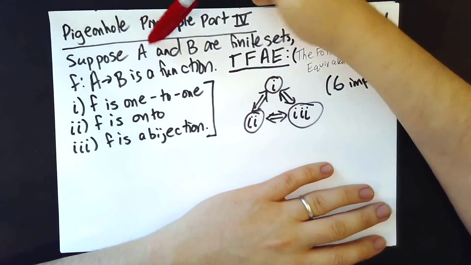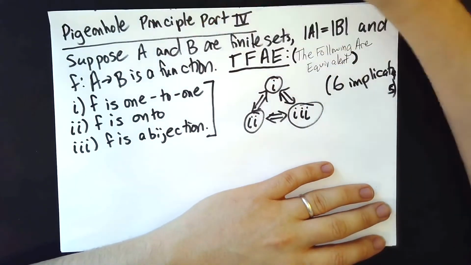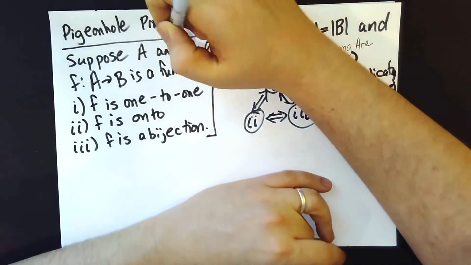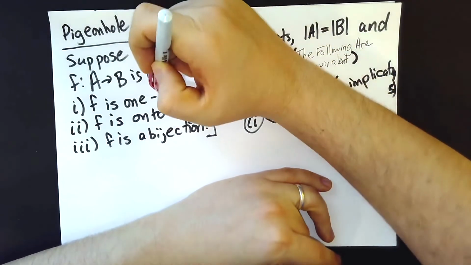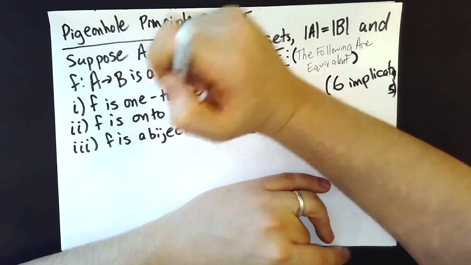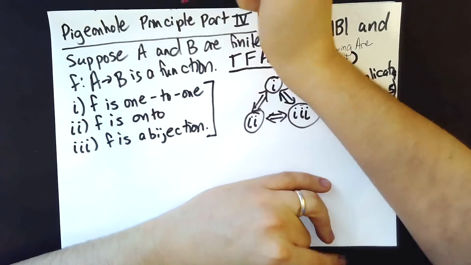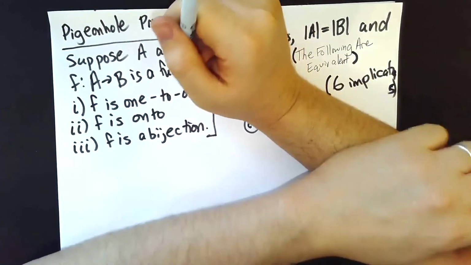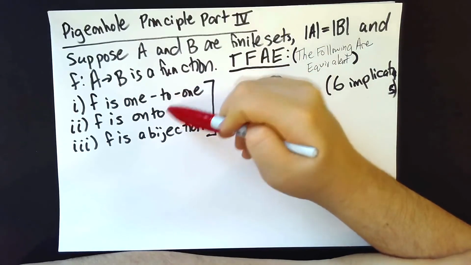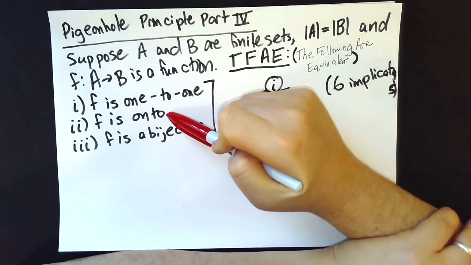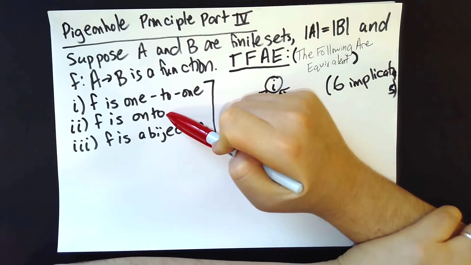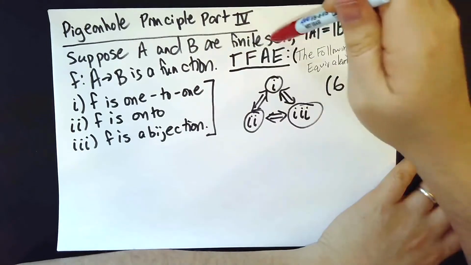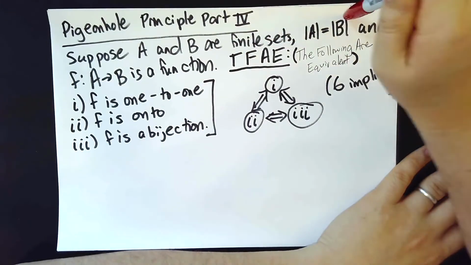If I have 2 finite sets that are the same size, note that hypothesis is really important, then as soon as I know that the function is 1 to 1, I know it's onto. And hence, if it's 1 to 1 and onto, it's also a bijection. And as soon as I know it's onto, I also know it's 1 to 1. So these 2 very different looking conditions suddenly become the same condition under the hypothesis that you have a function between finite sets of the same size.